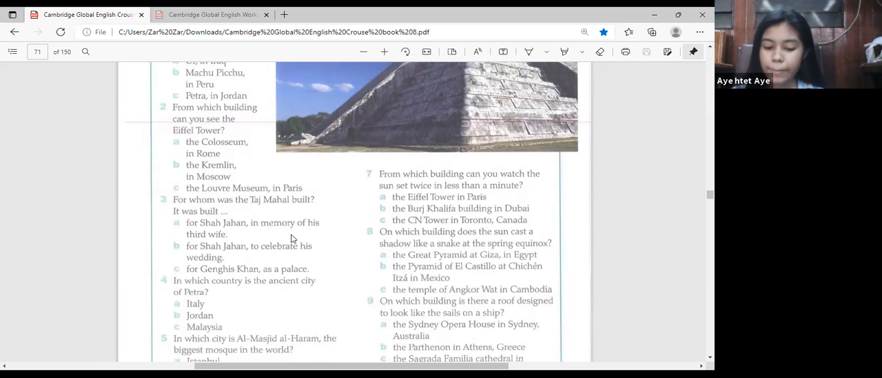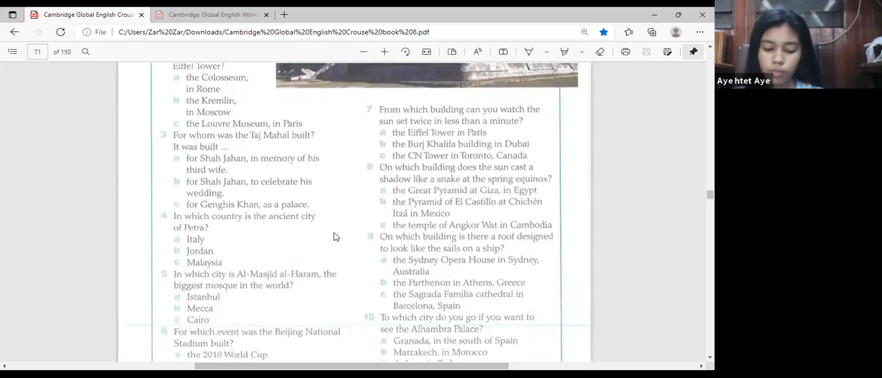4. In which country is the ancient city of Petra? It's in Jordan. It's famous for its buildings which are half cut out of rock and half built. Another name for Petra is the Rose City because of the colour of the rock. 5. In which city is Al-Masjid Al-Haram, the biggest mosque in the world? It's in Mecca, in Saudi Arabia. 4 million people go there every year on their pilgrimage to Mecca. It's the largest mosque in the world, but soon it will be even bigger.